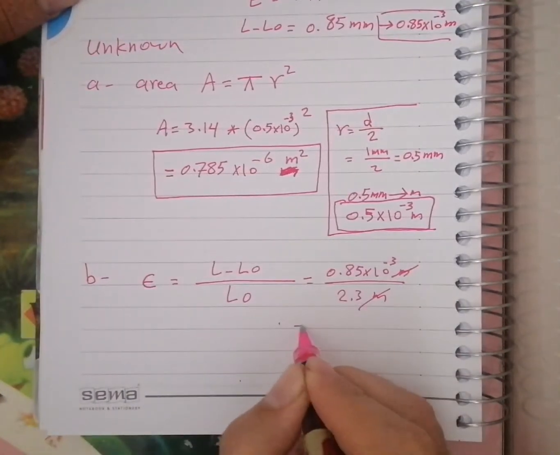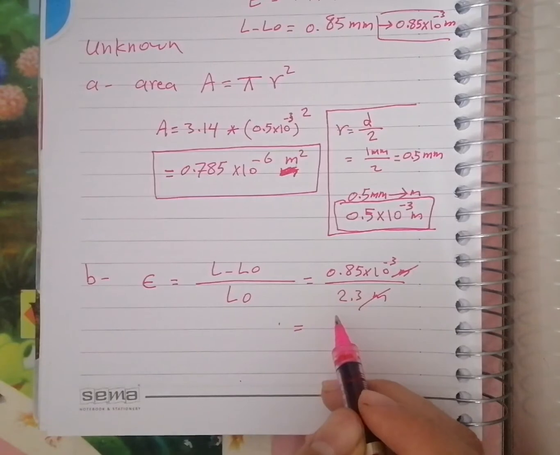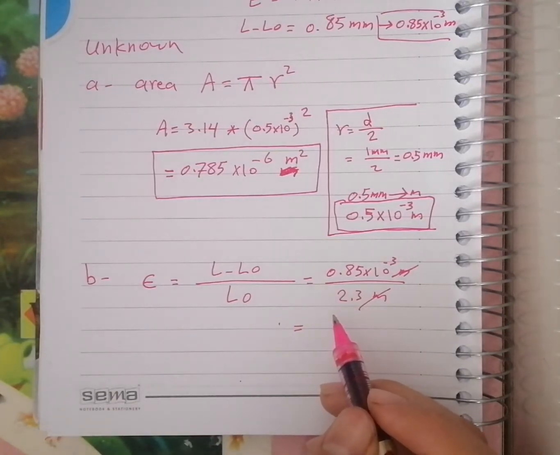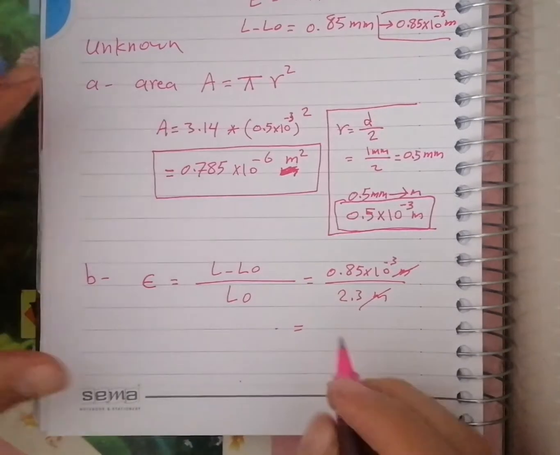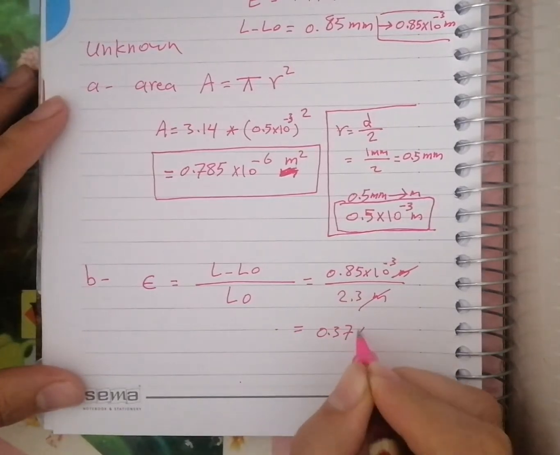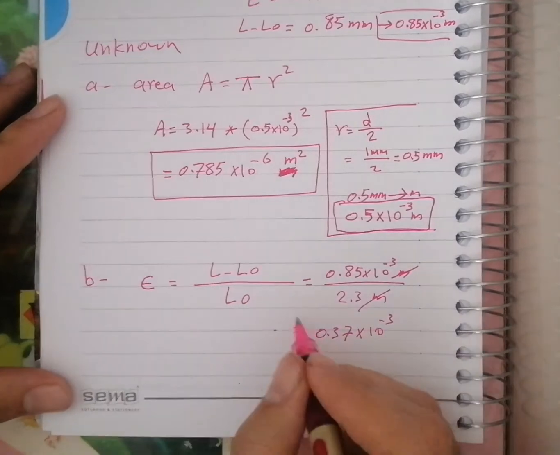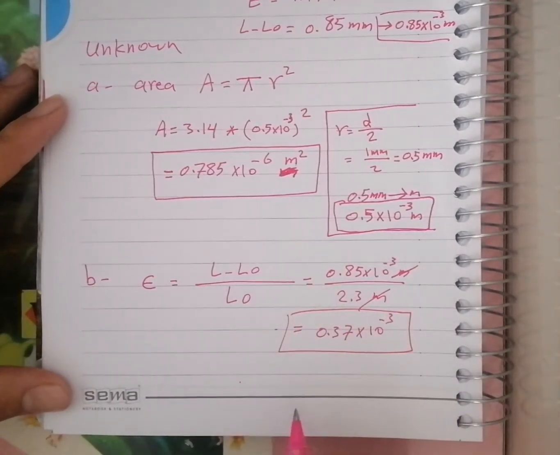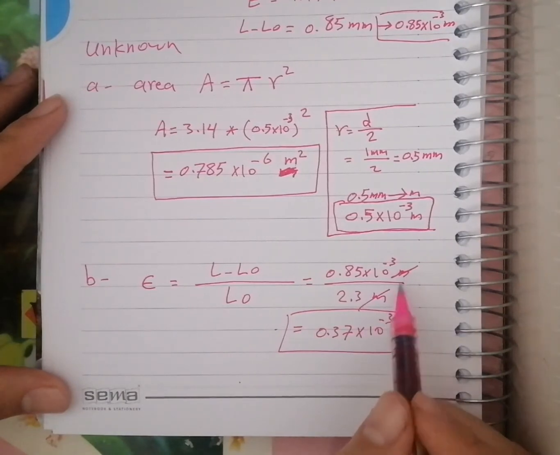And if you divide those two numbers, 0.85 times 10 to the power negative 3 divided by 2.3, the answer that you should get should be 0.37 times 10 to the power negative 3. And what is my unit? I don't have any units because strain is unitless. Why is it unitless? Because it's the ratio between the same two units.